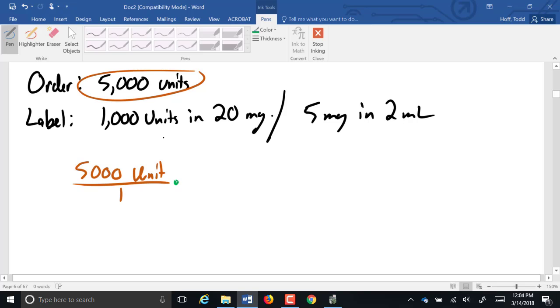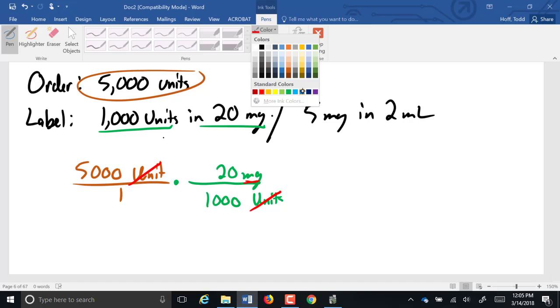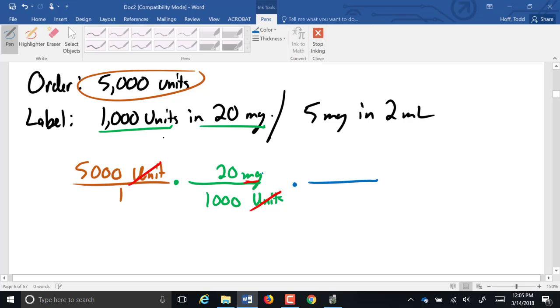So our orders are in units. Our first conversion factor here is going to have units on the bottom so that they cancel out. Well, we have 1,000 units in 20 milligrams. That's saying 1,000 units is equivalent to 20 milligrams. So now the units have canceled out. Our only unit now left is milligrams. But we don't want milligrams, we need to get to milliliters. So we keep going. And our next step, we're going to get rid of the milligrams, so they have to go on bottom. We need an equivalency involving our milligrams, and there it is. 5 milligrams equals 2 milliliters.